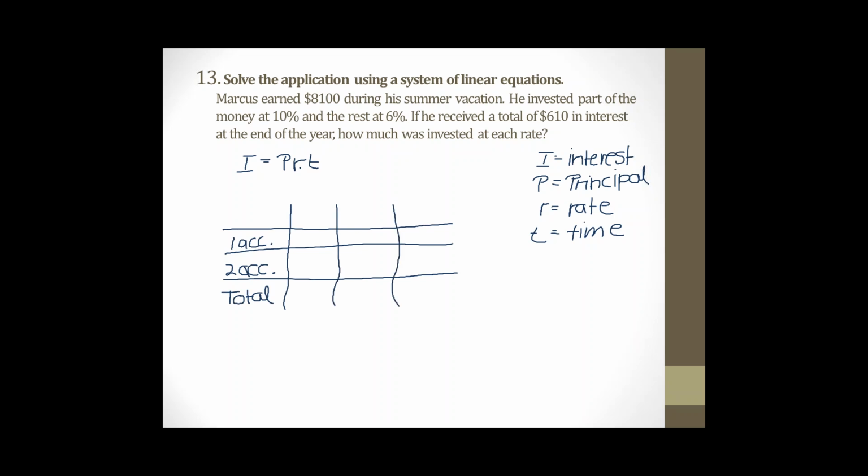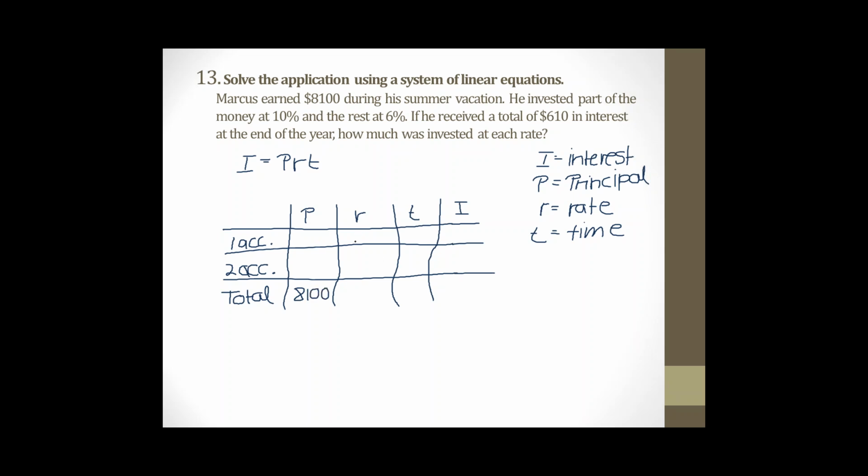Okay, and then I can use this, so P, R, and T, which is equal to I. And now I'm just going to go ahead and plug in all the information that I have been given in the word problem. So the $8,100 represents the principal, because this is what he made during his summer vacation. And that's the total principal, so that goes down here.